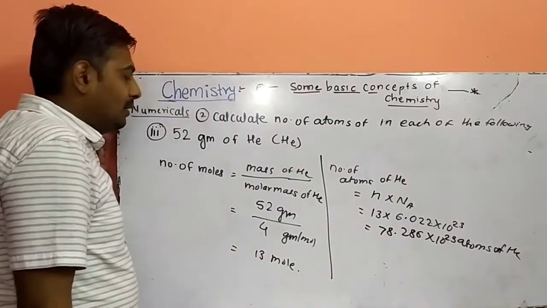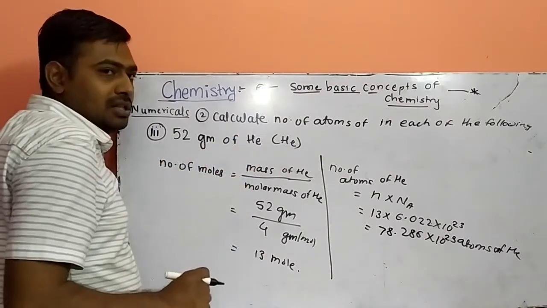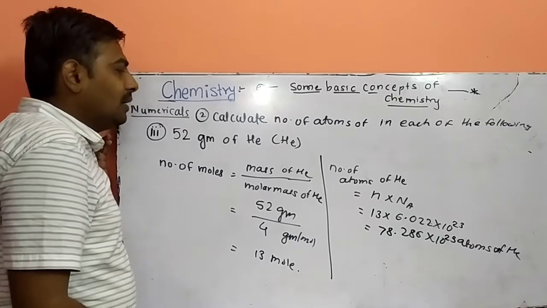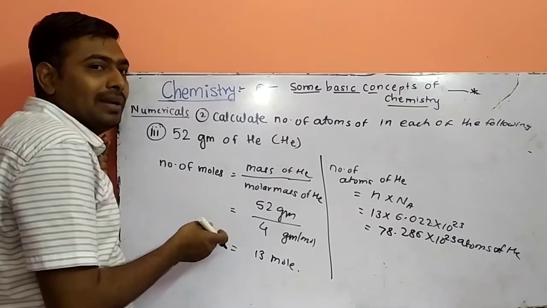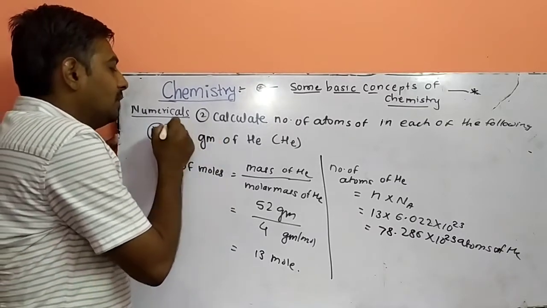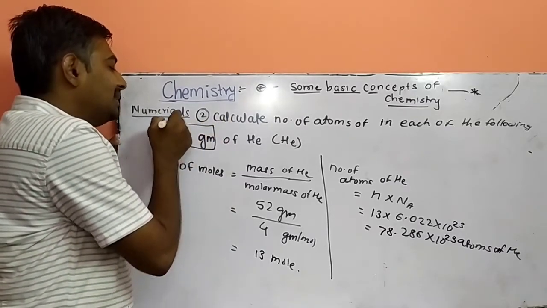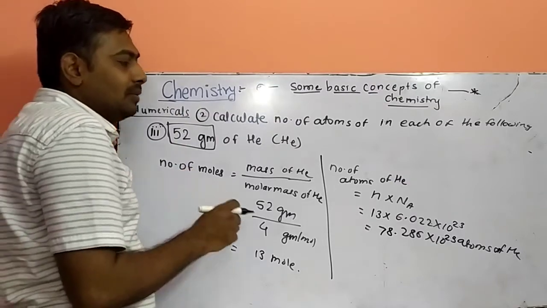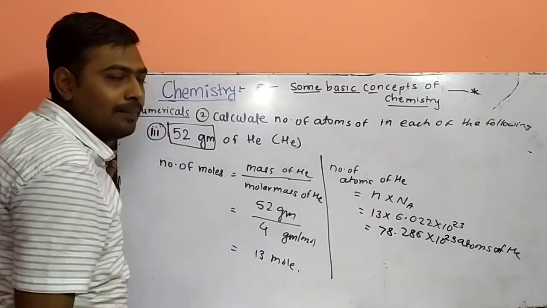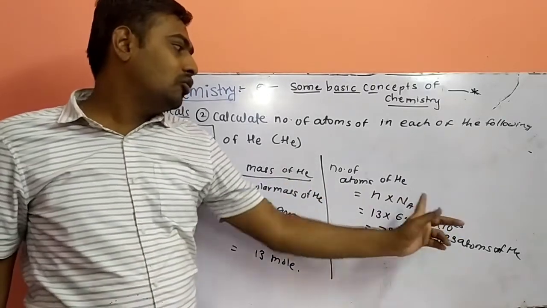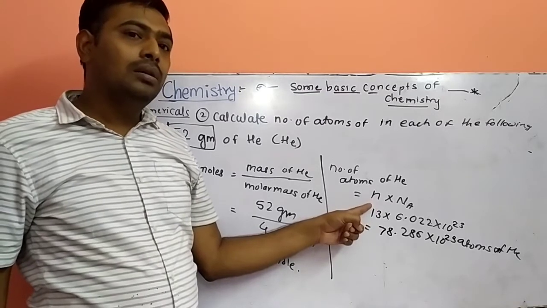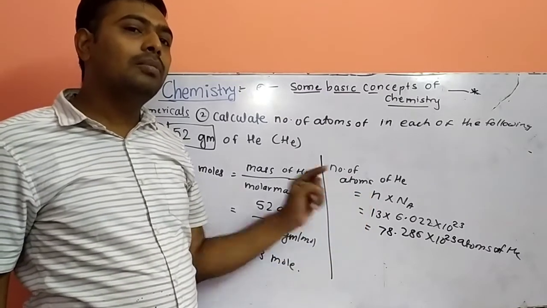Next, third numerical. 52 gram of helium contains how many atoms? We already solved this type of numerical in the previous one. If the mass is given, what is the formula for the number of atoms? Small n multiplied by capital N, that is number of moles multiplied by Avogadro's number. First of all, we have to calculate the number of moles.